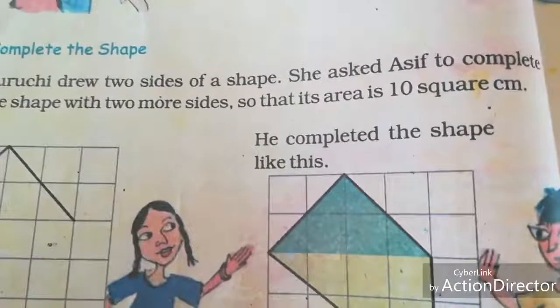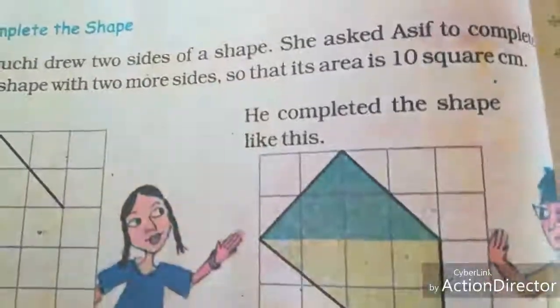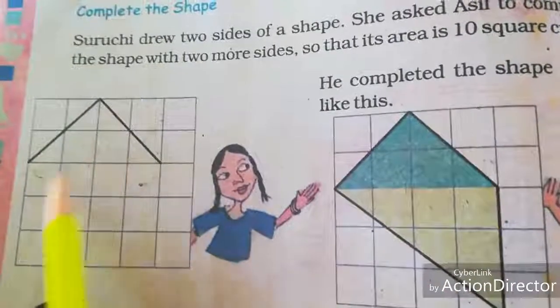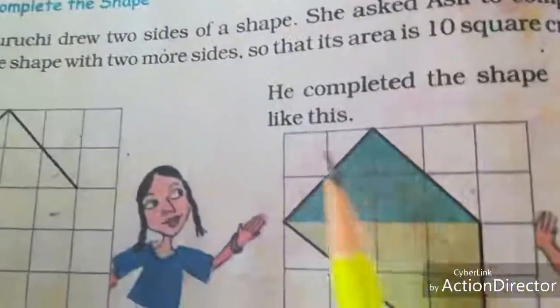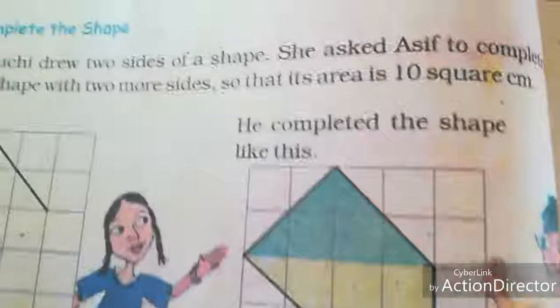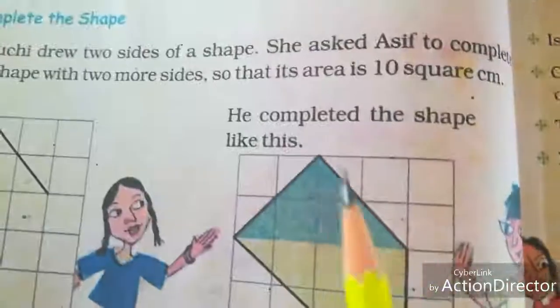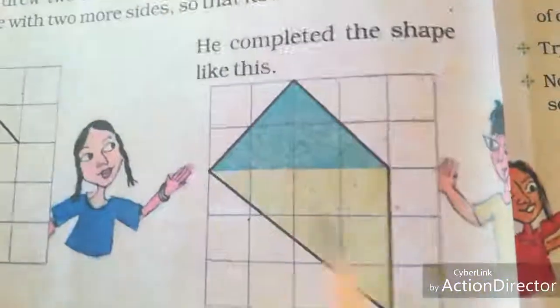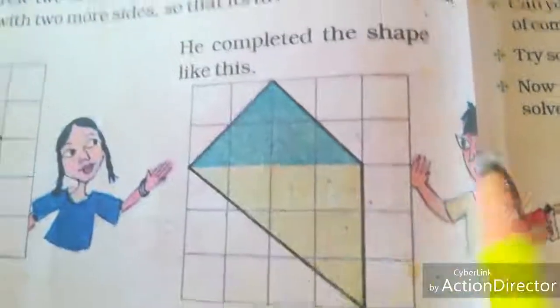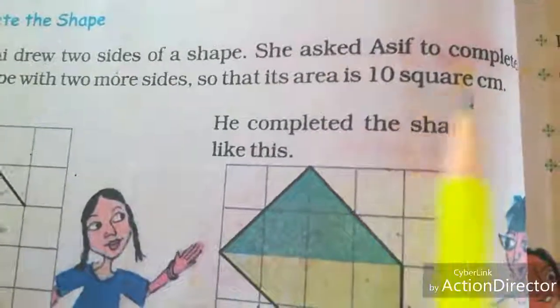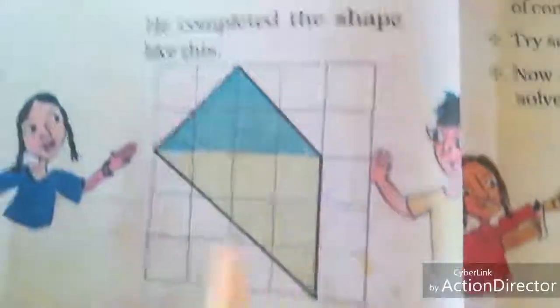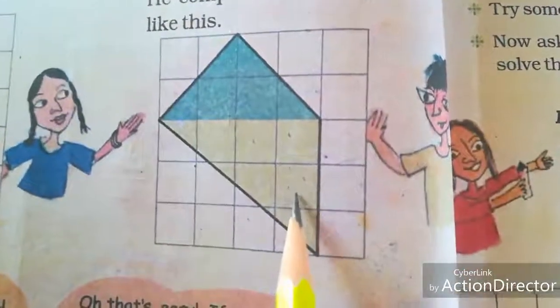So that area is 10 square centimeter. Already she drew 2 sides of the shape. She asked Asif to complete the next 2 sides. He completed the shape like this. But she said that the area is 10 square centimeter. First, is this shape 10 square centimeter?